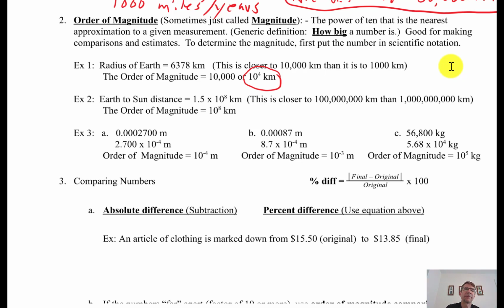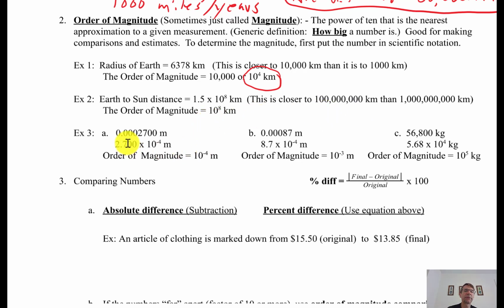But you don't really need to worry about that. If you put these in scientific notation, the multiplier for the base 10 is generally the order of magnitude. There's an adjustment that you'll see in a minute. So the order of magnitude of this number is 10 to the 8th, which is 100 million kilometers. That's how big it is to a gross approximation. Written out, it's closer to 100 million than 1 million.